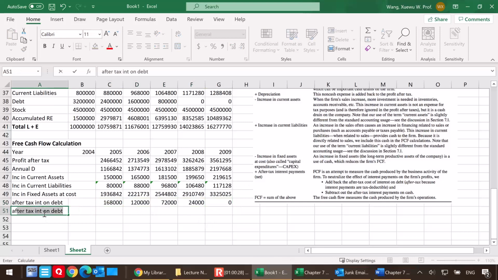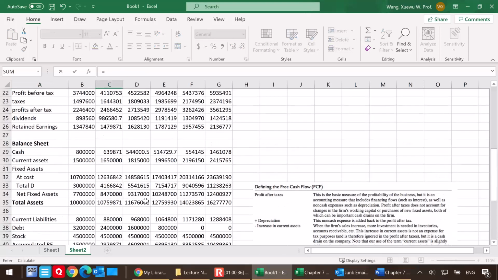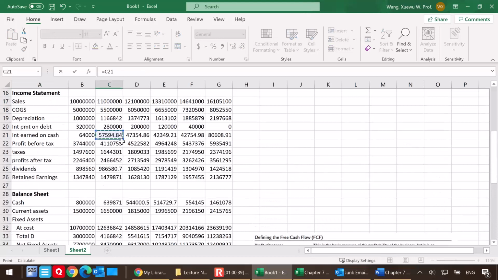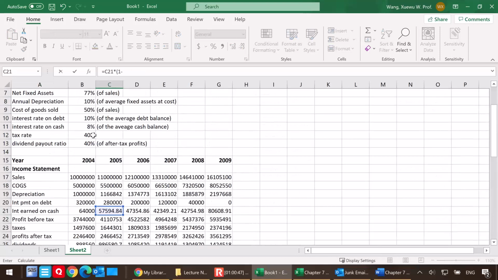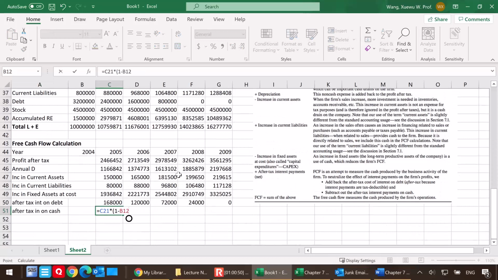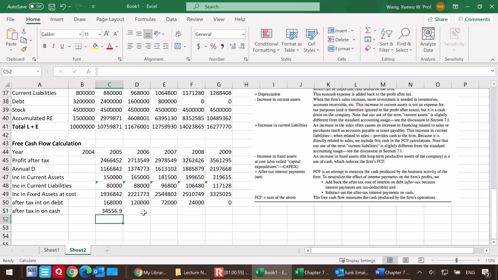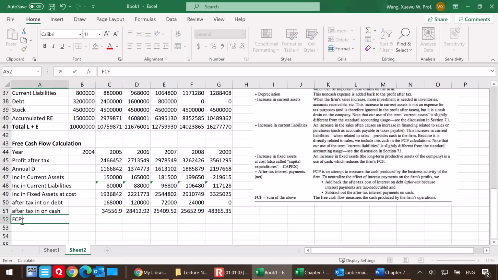And then you have after-tax interest on cash. So you're looking at the interest you earned on cash, and you're doing it on the after-tax basis. So 1 minus the tax rate here again, and the tax rate is 40%. So I'm going to lock down the 40% here, and that's going to be this number here. And then now I can actually copy this across. So I'm almost ready for my free cash flows per period. Free cash flows to the firm in this case.